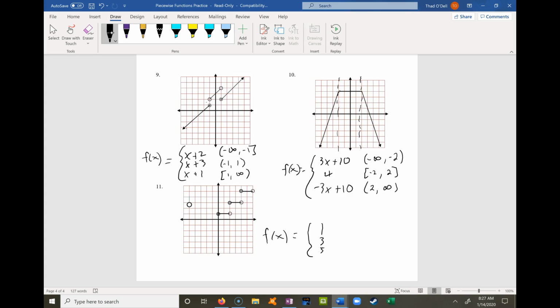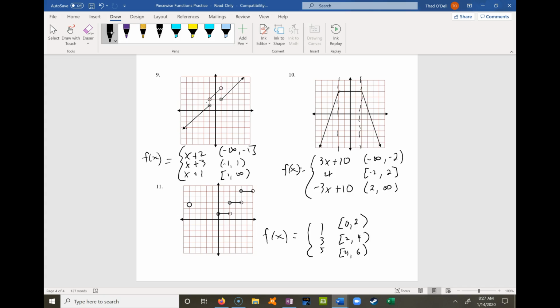And so, but then we just got to fill in the domain. So now the domain here is going to go from 0 to 2, but not including 2. The domain for the second one is going to go from 2 to 4, but not including 4. And then the third one is going to go from 4 to 6, but not including 6. That's pretty fun.